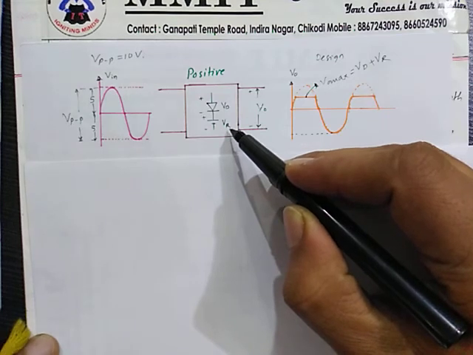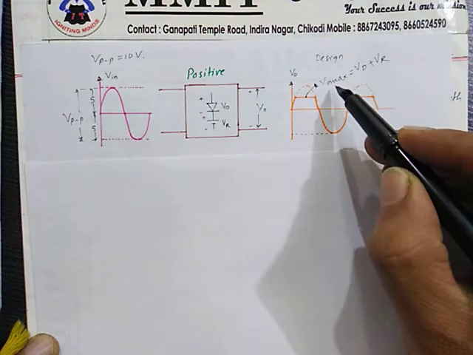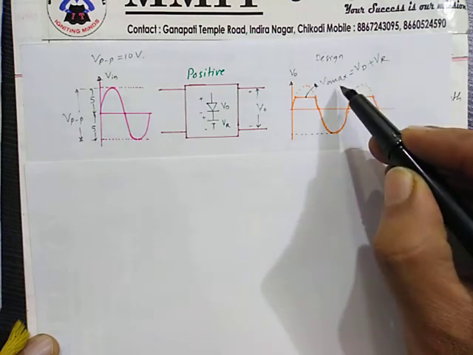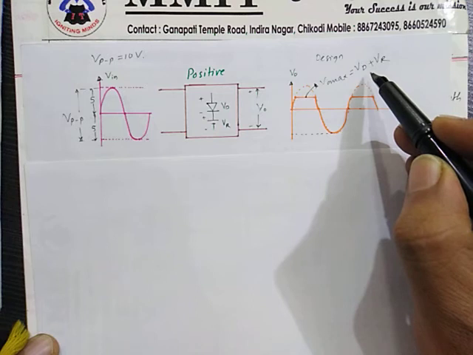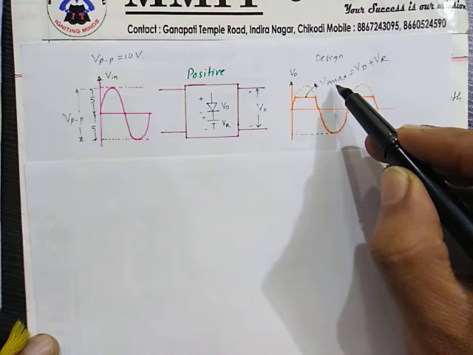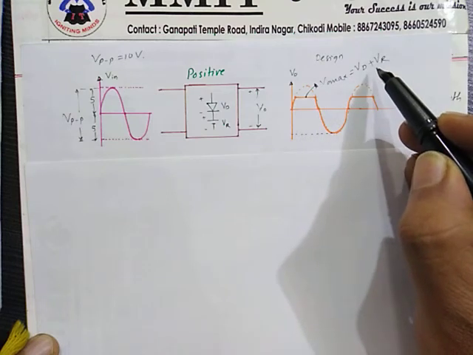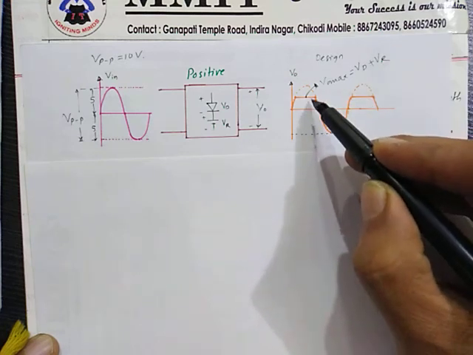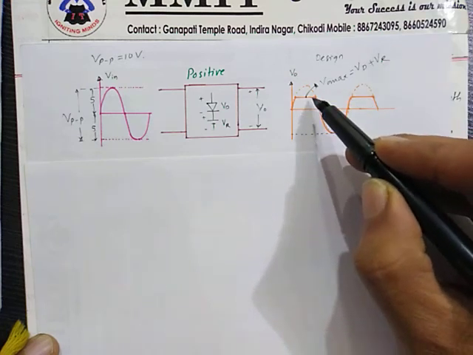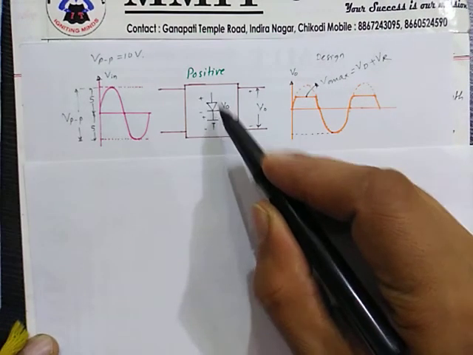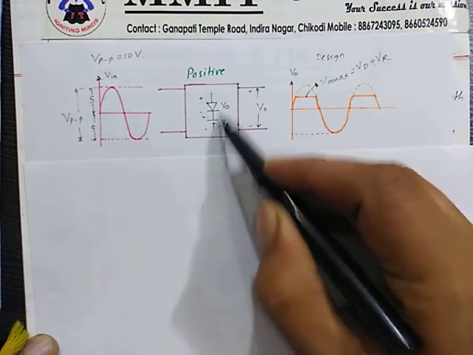Suppose you want the clipping level at 2 volt, so V0 max value is 2 volt, Vd is 0.7 volt, so VR will be equal to 2 minus 0.7, which is 1.3 volt. Likewise, if we want V0 max value as 3 volt, then 3 minus 0.7 will be 2.3 volt, meaning we need to add that additional 2.3 volt in order to achieve the 3 volt level of clipping.